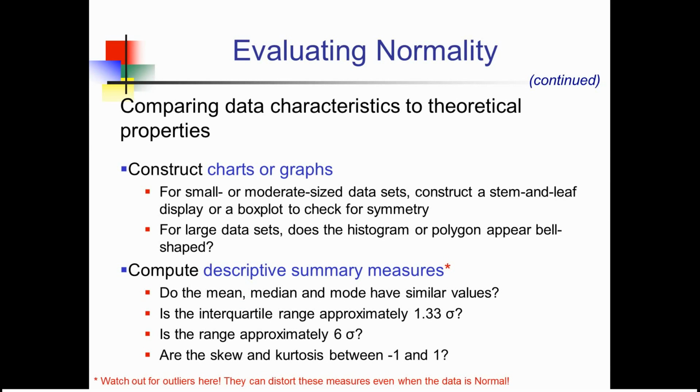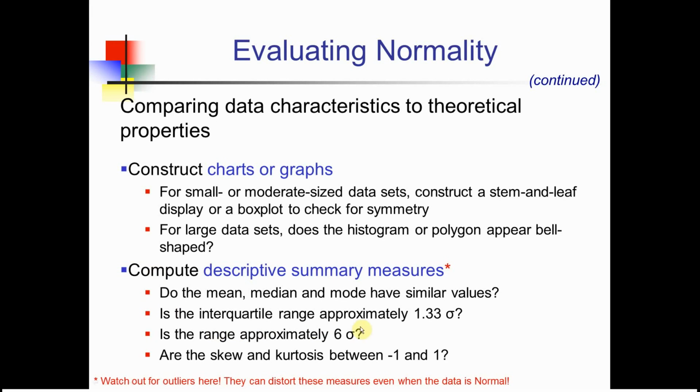Usually what we do is we just look at the data first. We might look at a histogram, a box plot, or a stem and leaf plot of the data and see if it has the characteristics that we're looking for in terms of symmetry and that it's bell-shaped and that kind of stuff. You also can compute the summary measures of mean, median, mode and see if they have similar values.